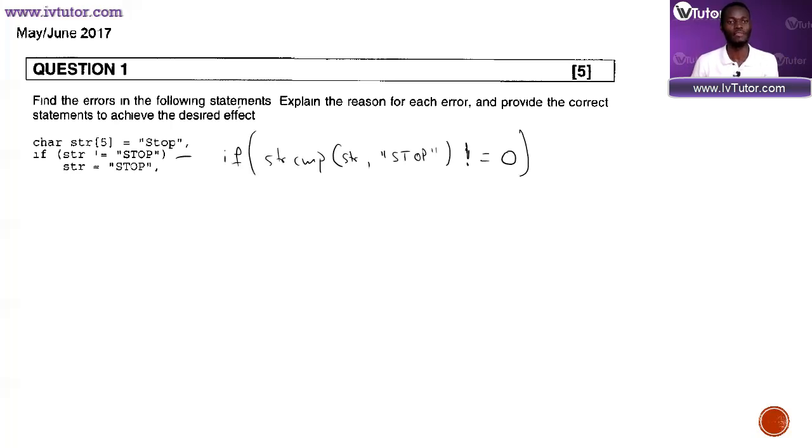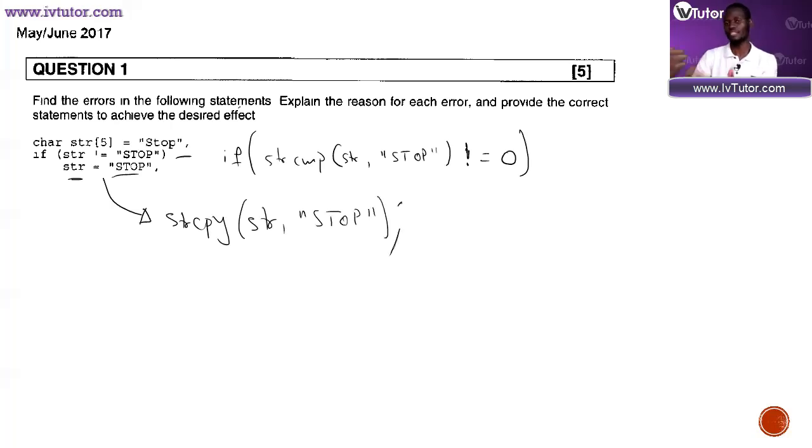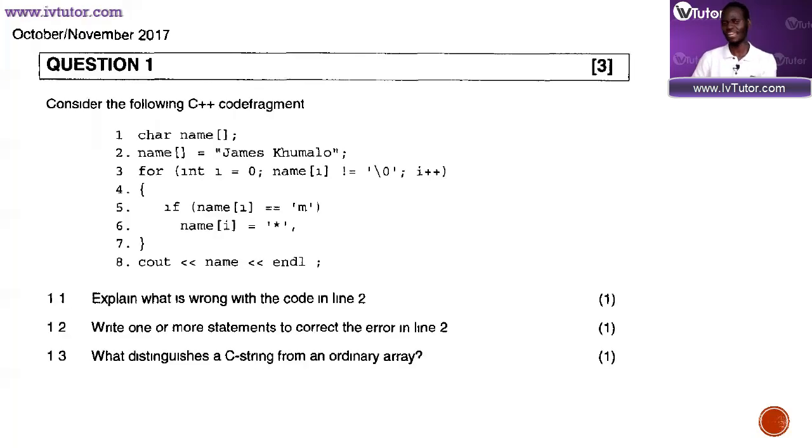Okay. Then this one says stop, str equals stop. Again, that's not how you assign. You cannot use the assignment operator with C strings. So you want to do str copy, then you can copy into str this word stop like this. Or you can use the safer version of these functions, but basically that is what you're trying to do. So you are simply identifying that I cannot use these inequality operators or equality operators or the assignment operator with C strings. Instead, you have to use C string functions. That's all. Okay. Next question.